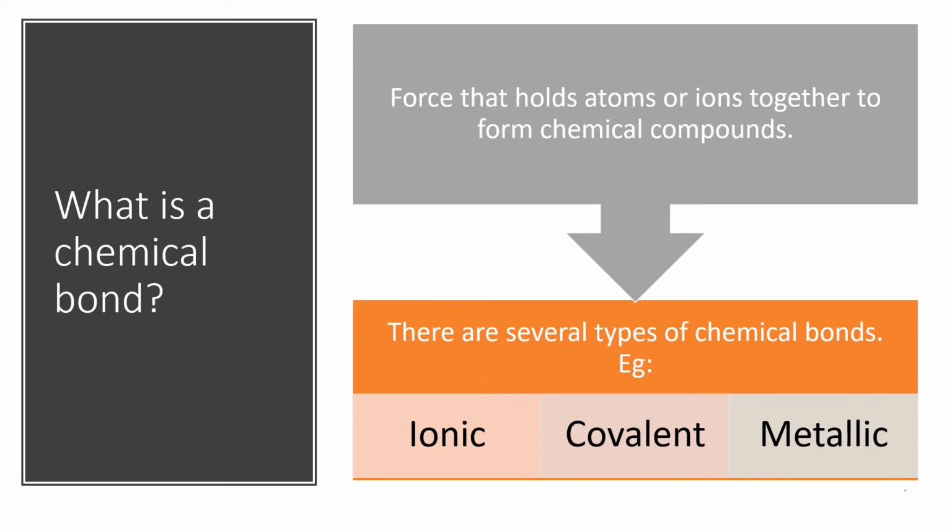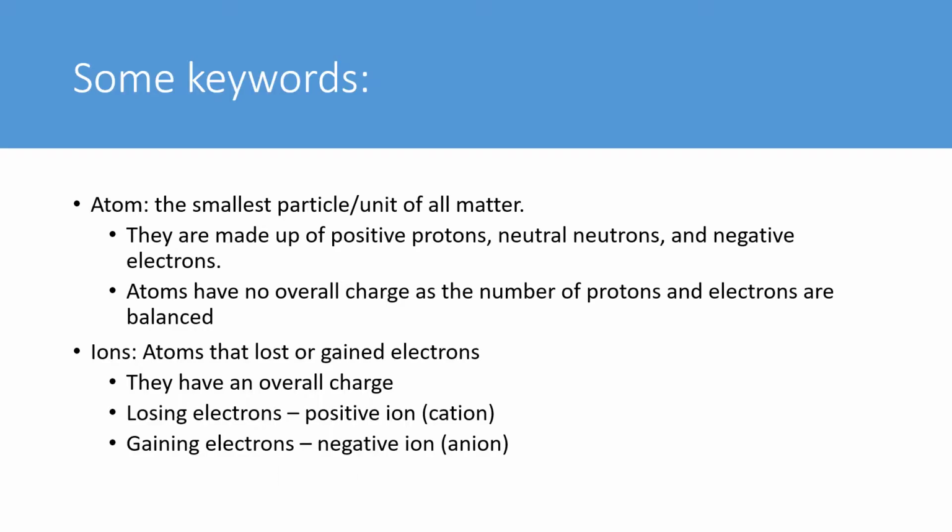Before I go any further, these are some keywords I will be using throughout the video. Atoms are the smallest unit of whole matter. They are made up of protons, which are positively charged, neutrons, which have no charge, and electrons, which are negatively charged. Protons and neutrons are found in the nucleus at the center, and electrons are found around the nucleus in shells. Atoms usually have no overall charge as the number of protons and electrons are balanced, and therefore the positive and negative charges are balanced.